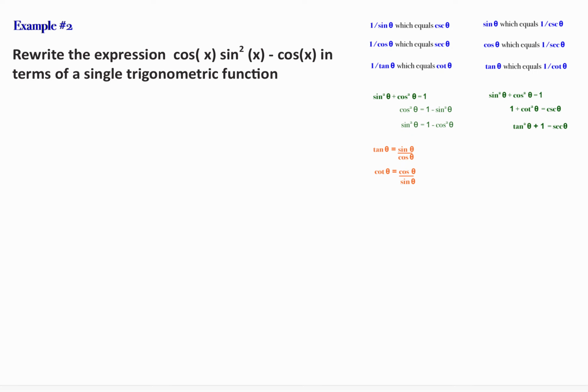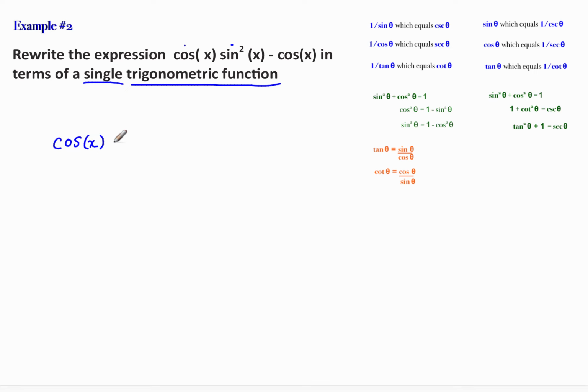Sometimes they just ask us to rewrite as a single trigonometric function. So what does single trigonometric function mean? It means you can only have one trig function in here. Right now I have cosine and sine. So it either has to change into all cosine, all sine, all cosecant, all tangent, all something, but of only one.